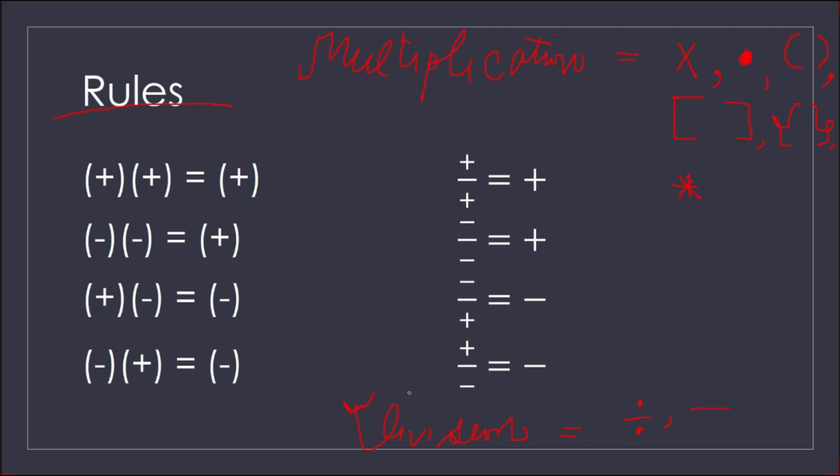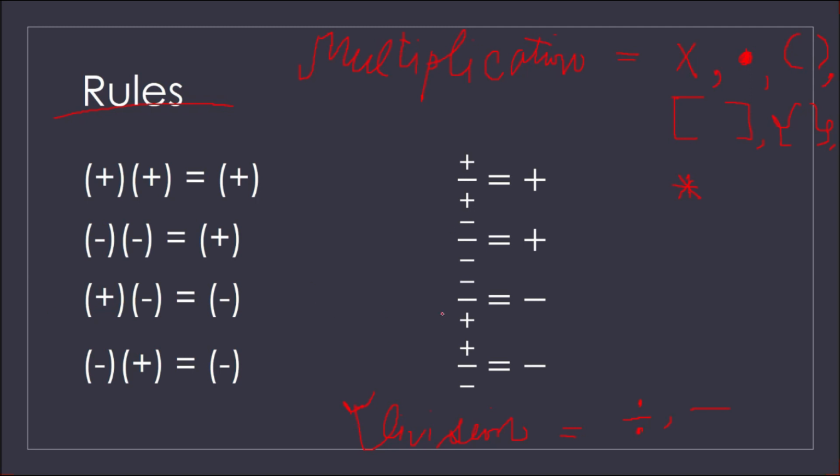Let's continue. So here are the rules for multiplication of integers. Positive times positive is positive, negative times negative is positive, positive times negative is negative, negative times positive is negative. Same concept with division. Positive divided by positive is equal to a positive answer. Negative divided by a negative number would give you a positive answer. Negative divided by positive is equal to a negative answer. Positive divided by negative is equal to a negative answer.